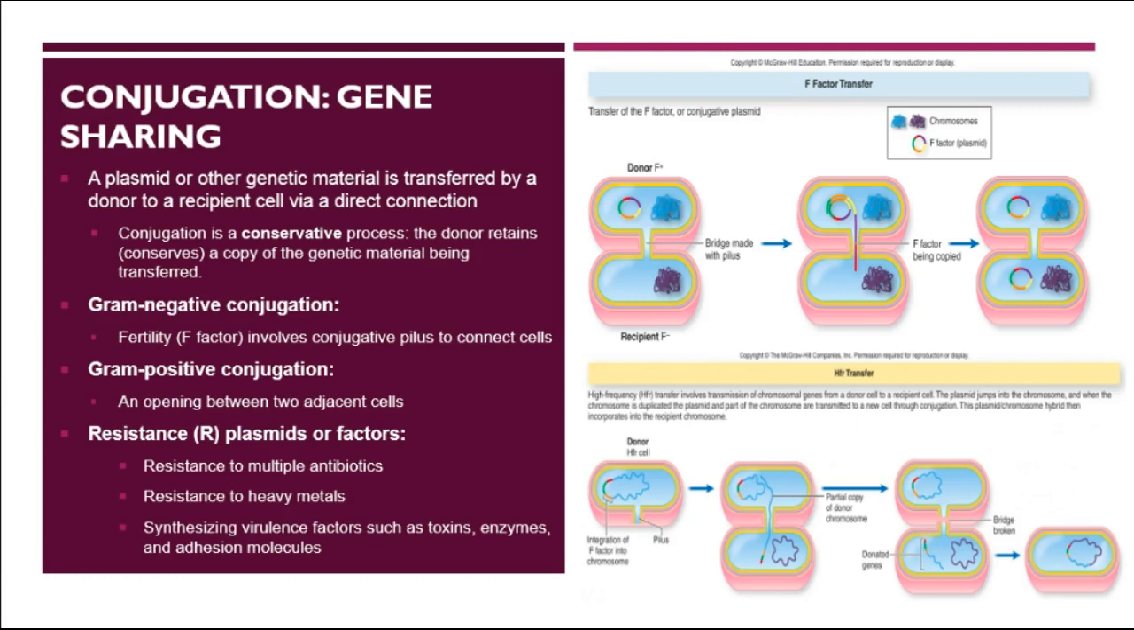In gram-positive organisms, conjugation happens when an opening in the cell wall occurs between 2 very closely adjacent cells. Resistance factors are typically transferred in this way. So this is how organisms acquire antibiotic resistance, is generally through a conjugation event where they get a plasmid that has this resistance gene. Also resistance to heavy metals, and the ability to produce virulence factors like toxins, certain enzymes, and adhesion molecules that allow the organism to be better at causing disease or infection.